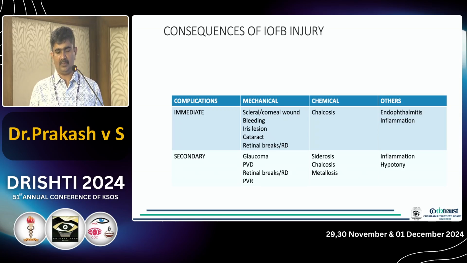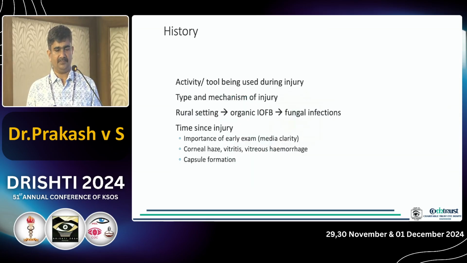The consequences of IOFB can be immediate, which can be mechanical or chemical. Mechanical injuries can be the wound, bleeding from it, iris damage, cataract, retinal breaks, retinal detachment, whereas immediate chemical injury can be chalcosis, which is seen with pure copper. Endophthalmitis and inflammation can happen. Secondary complications include mechanical ones again: glaucoma, PVD, retinal breaks, retinal detachment, PVR. Chemical ones include siderosis caused by iron, chalcosis, metallosis, and chronic hypotony can happen.